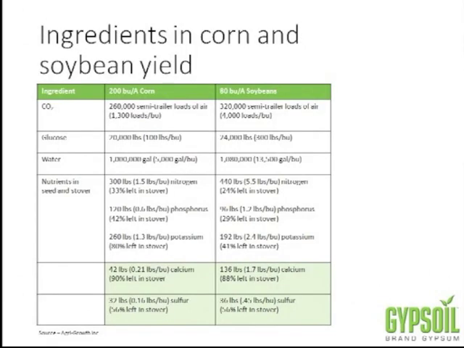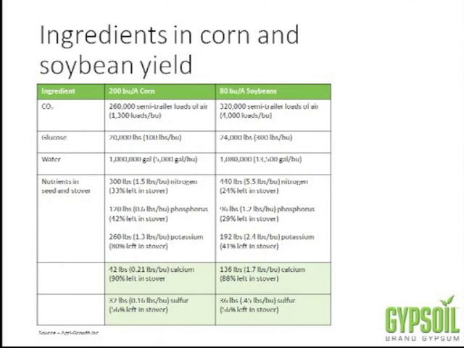If you look at the ingredients in a corn or a soybean yield, and if you look at carbon dioxide and 200 bushel of corn, we've got almost 260,000 semi-trailer loads of air, about 1,300 trailer loads of air per bushel. And for 80 bushel beans, it's even more. If you look at the glucose to sugar component, we have about 20,000 pounds in 200 bushel corn and about 24,000 pounds in 80 bushel soybeans.